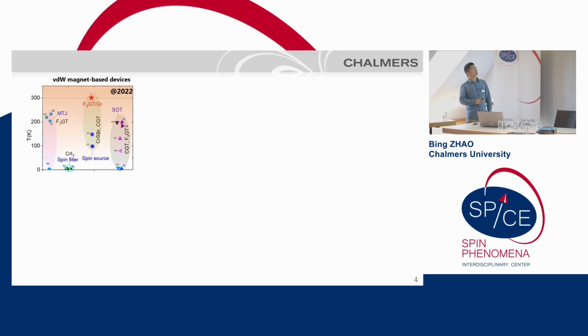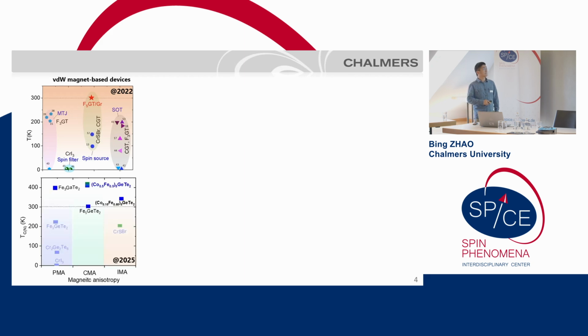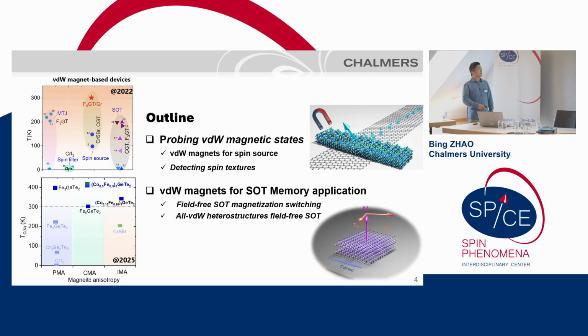In 2022, we pushed the windowless magnet-based device to room temperature, using FGT with graphene. Three years later, we have more devices working at room temperature with different combinations and anisotropies. Basically, here I will show you two classes of device functions. One is probing the magnet status with spin valves. And also, we try to do some SOT memory applications, like magnetic manipulation, like switching.